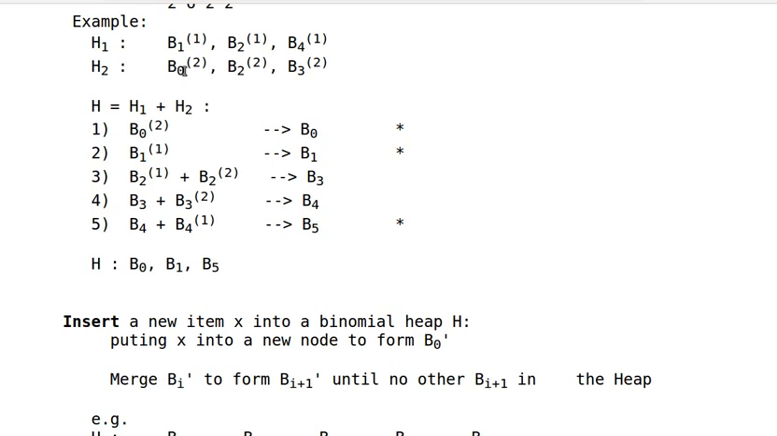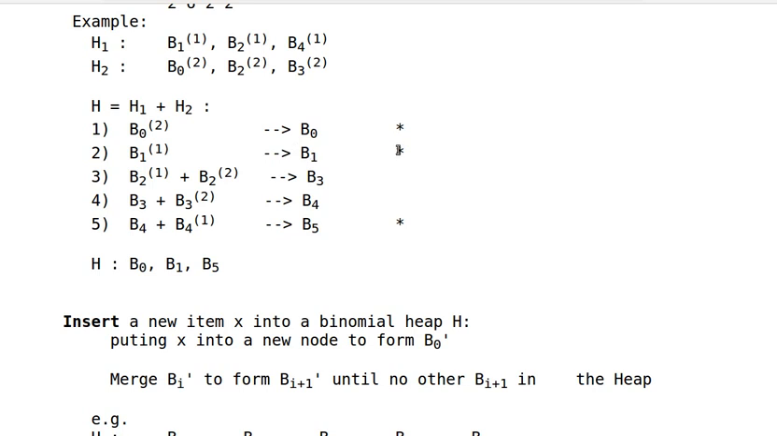So we have to consider binomial trees with the same degrees. First, we start from order 0 binomial trees. Only H2 has B0, so we just copy this. So this is done. The new heap only has one B0. And then we go to B1. Only H1 has a B1. So again, this is done. The new heap has a B1.